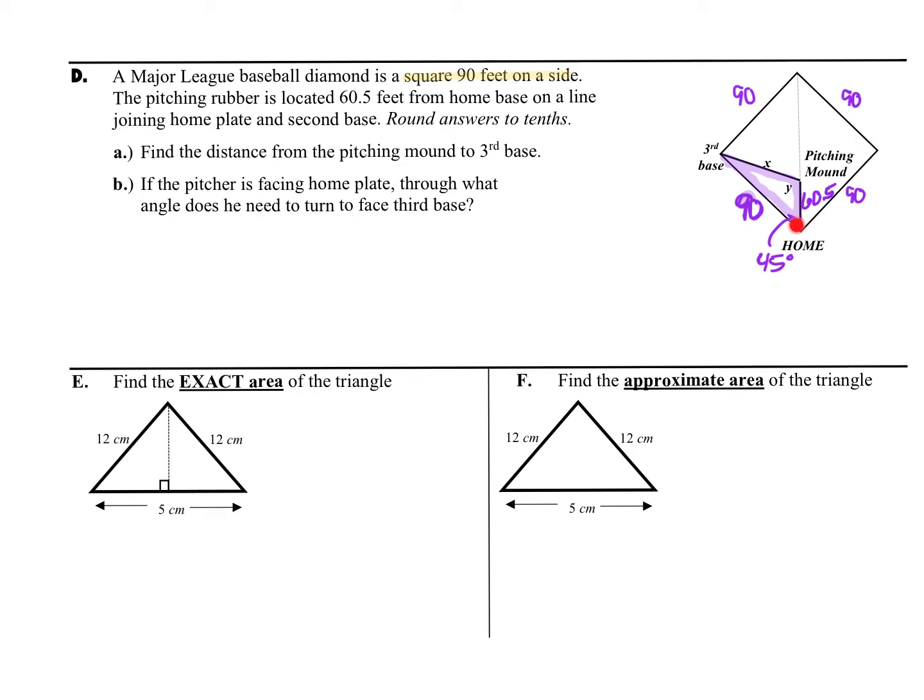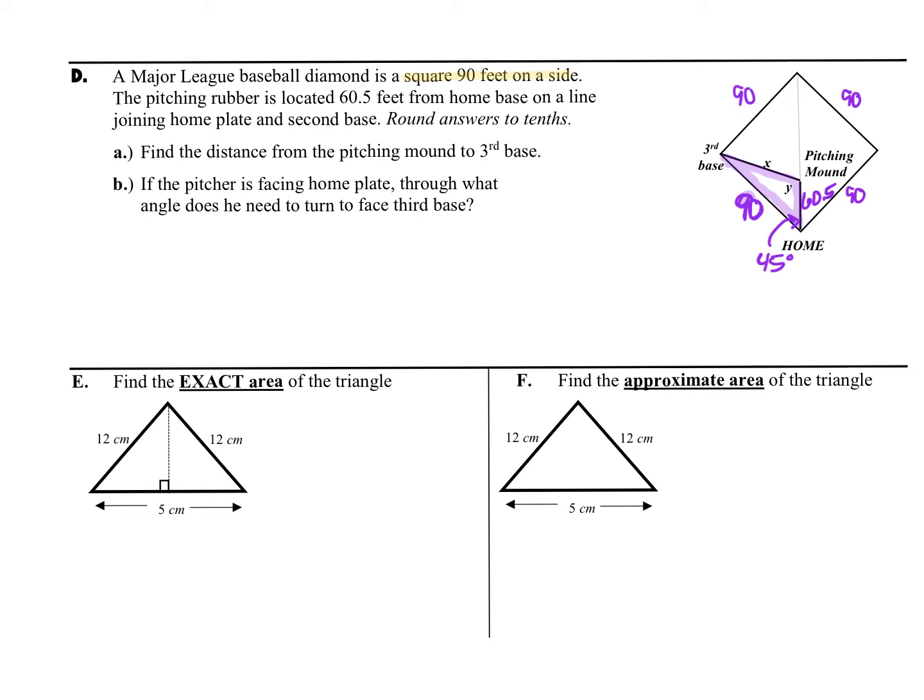And sure enough, if we are right here at this 45 degrees, we know the sides on each side of it. So we can solve for this x, and that's actually going to be the distance from the pitching mound to third base. So that's going to let us solve for our first question.